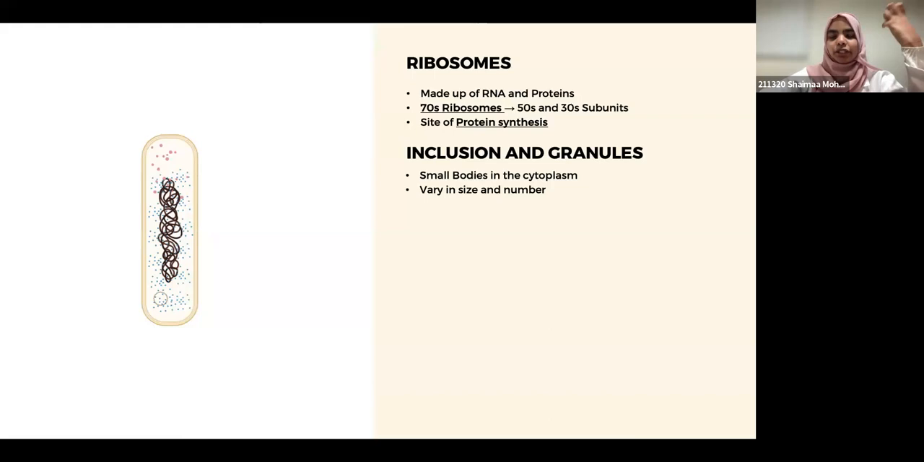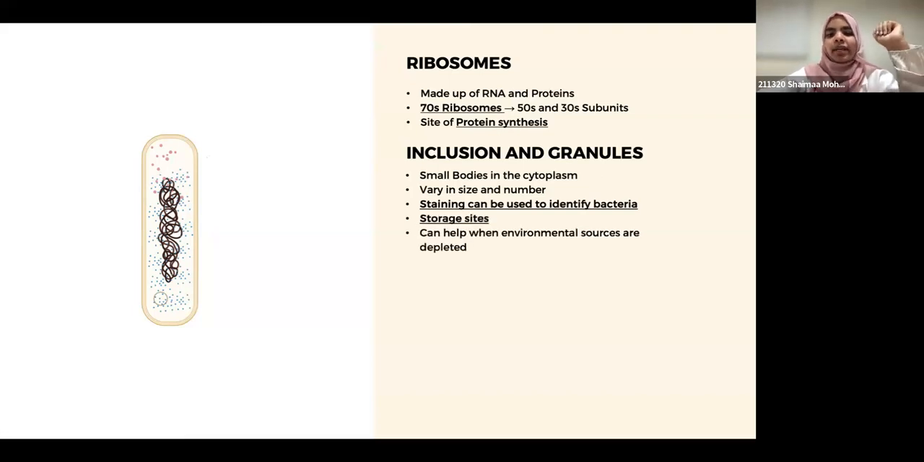Usually, if there's depletion of nutrition, there's a harsh environment, and the bacteria needs to store some nutrients. It's basically like a storage unit that appears when there is a lack of nutrition, okay? Staining bacteria and seeing inclusions and granules can sometimes help identify some bacteria. As we said, they are storage sites that help when the nutrients are depleted from the environment. Usually when the nutrition is back, they can disappear, so they're not always there. They're temporary storage organs. Energy storage is mainly in the cytoplasm, okay?